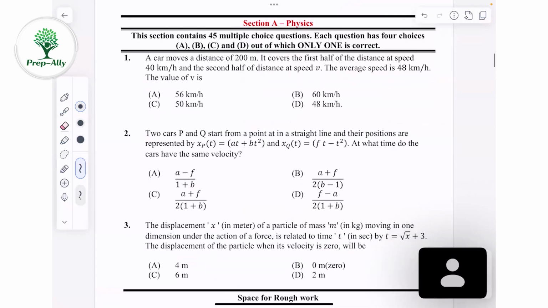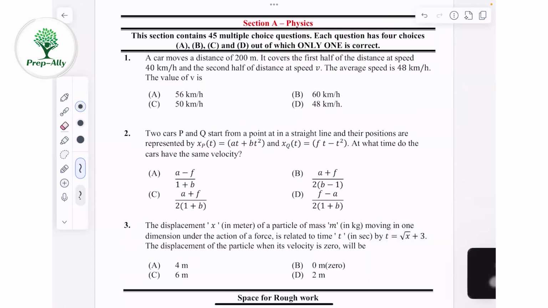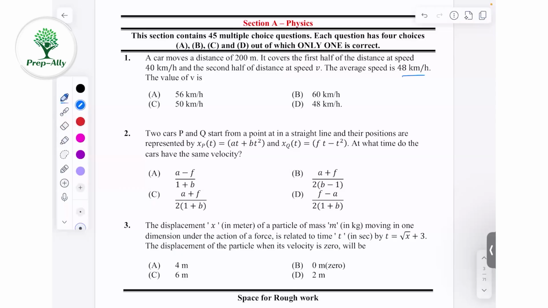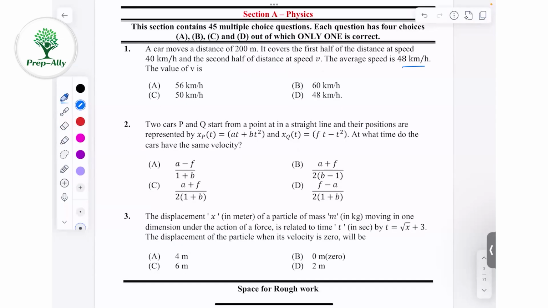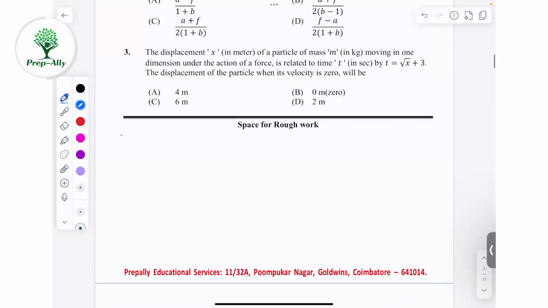So the first question: a car moves a distance of 200 meter. It covers the first half of the distance at a speed of 40 km per hour, and the second half of the distance at speed v. Average speed is given to us here. Now how do we define average speed? Average speed is defined as total distance by total time.